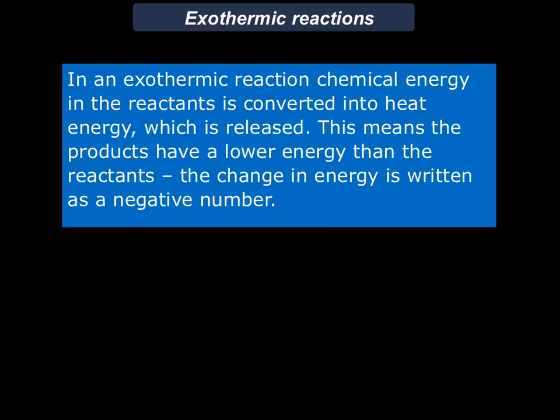Now moving on, profile diagram for an endothermic reaction. But before we do, we're going to explain this exothermic one at the bottom of the page. So in an exothermic reaction, chemical energy in the reactants is converted into heat energy, which is released. This means the products have a lower energy than the reactants. The change in energy is written as a negative number. So that needs to be copied into your lines just below your diagram on page 135.